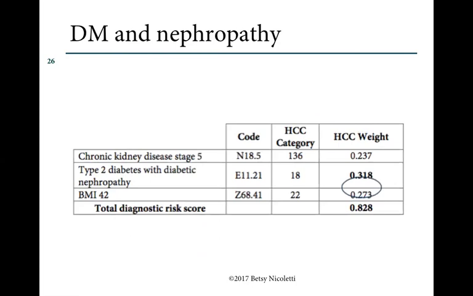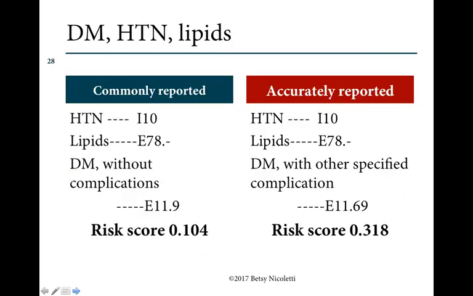Now, in an EMR, often they have selected the combination code, type 2 diabetes with diabetic nephropathy. So if they've selected that, that's them telling us these 2 things are related. So here, accurately coding all of those conditions adds to the risk score that that patient has.